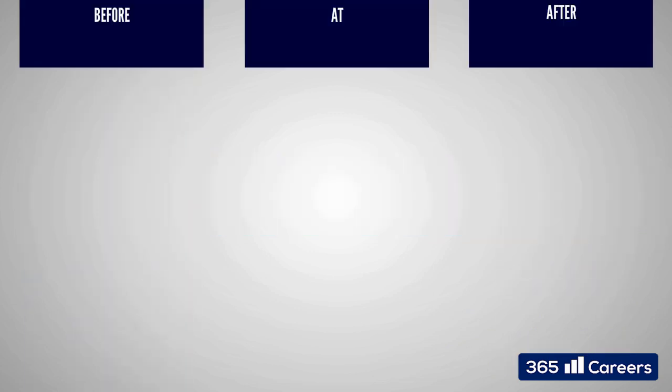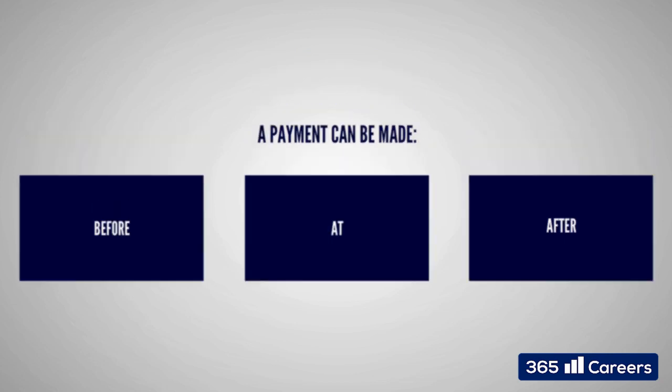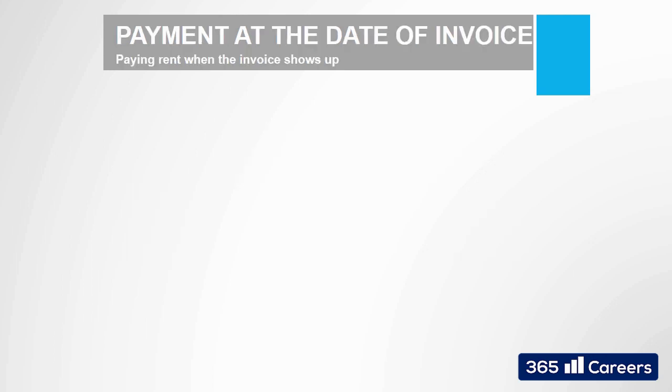Similar to what we saw for revenues, cash can go out before, at, or after we recognize an expense. Let's consider the following example. The firm that sells office equipment pays $1,000 for rent. We'll need to draw 3 T accounts: cash, rent, and trade payables.